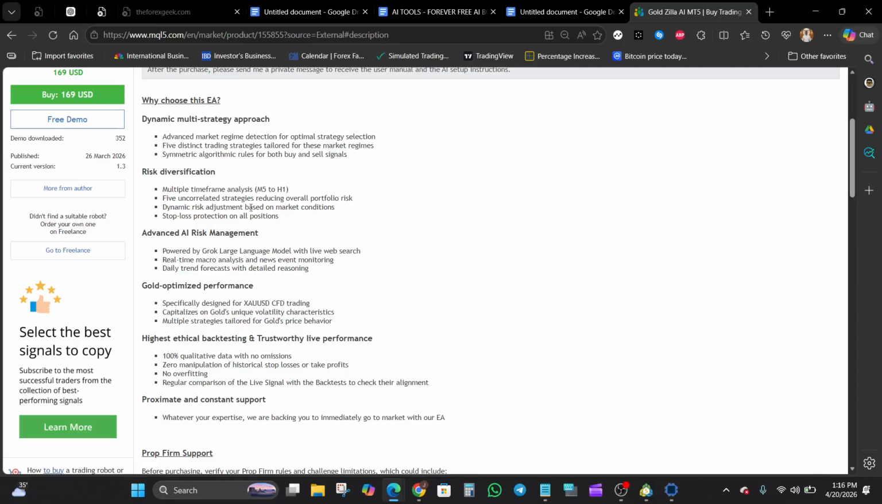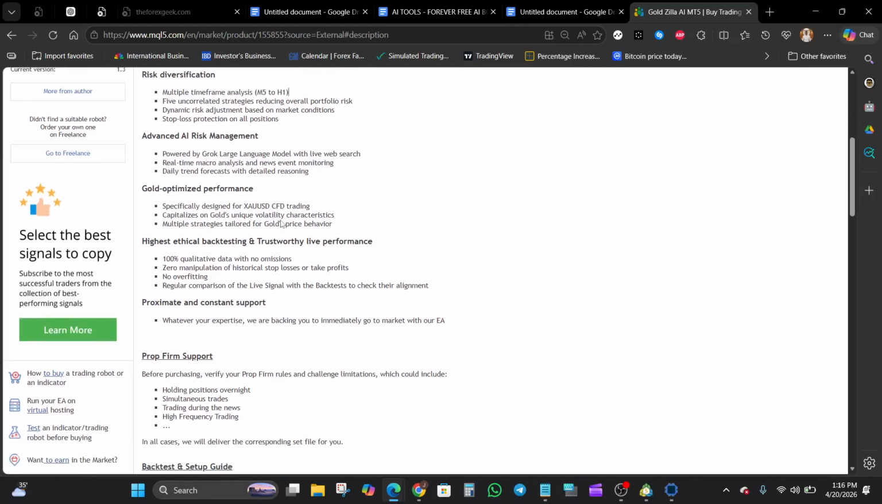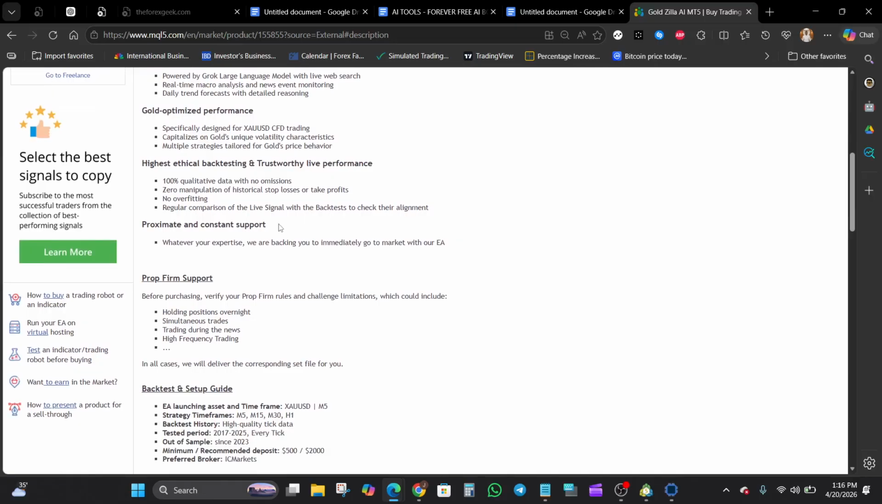There's also mention of the AI assisted risk management powered by the Grok LLM, and it supposedly incorporates macro analysis and news monitoring. For those using the EA, they will likely have to get their own individual API key to be able to get access to this feature. Realistically, the core performance is still going to come from the underlying strategies, but the AI layer may be helping with things like filtering conditions or adjusting risk dynamically.